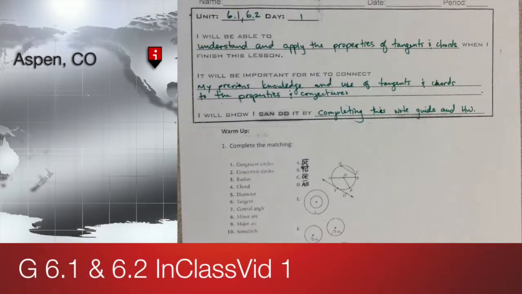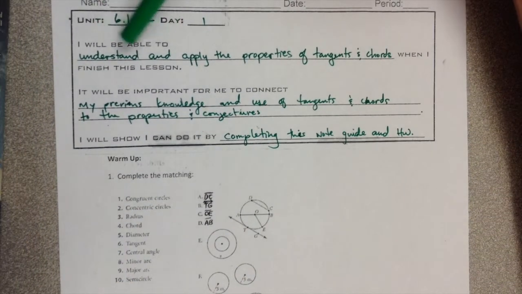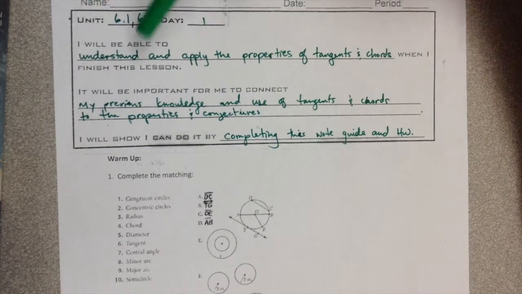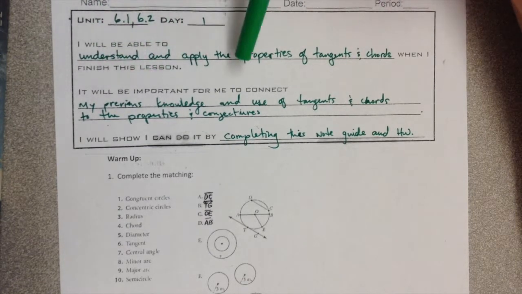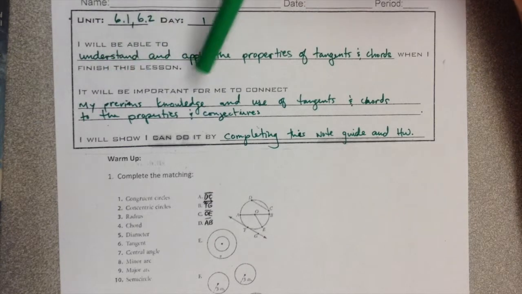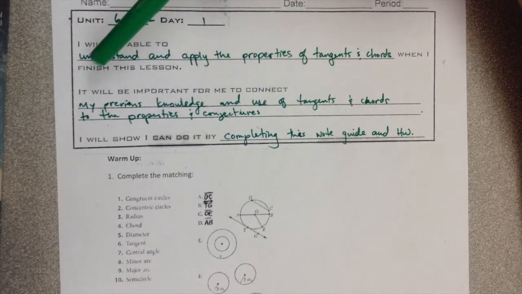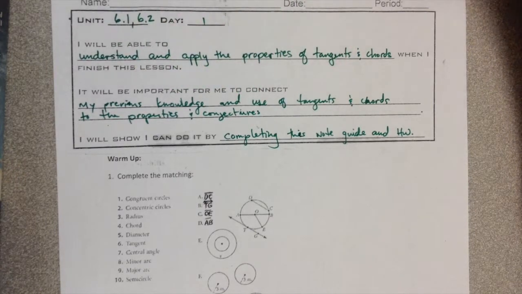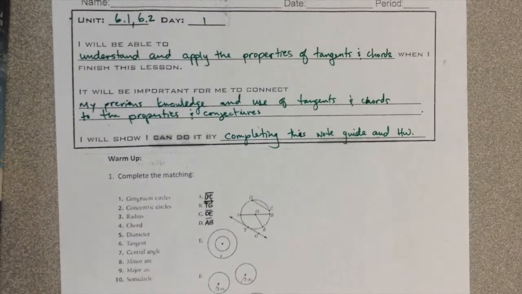Okay, let's begin. To start with, go ahead and copy down the student learning targets for the day. I will be able to understand and apply the properties of tangents and chords when I finish this lesson. It will be important for me to connect my previous knowledge and use of tangents and chords to the properties and conjectures, and I will show I can do it by completing this note guide and the homework assigned. All right, so go ahead and pause the video if you need to copy those down.